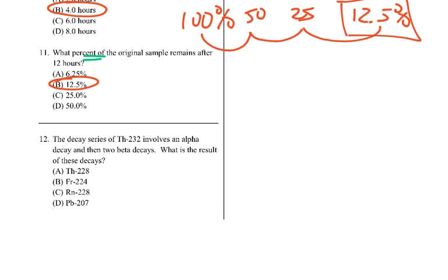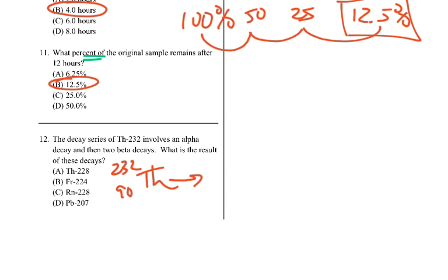Okay, the decay of thorium involves an alpha decay and then 2 beta decays. So what's the result? Well, we could write this out as 3 separate little equations here. Thorium, I'm looking on my periodic table, that's number 90. I need that number.